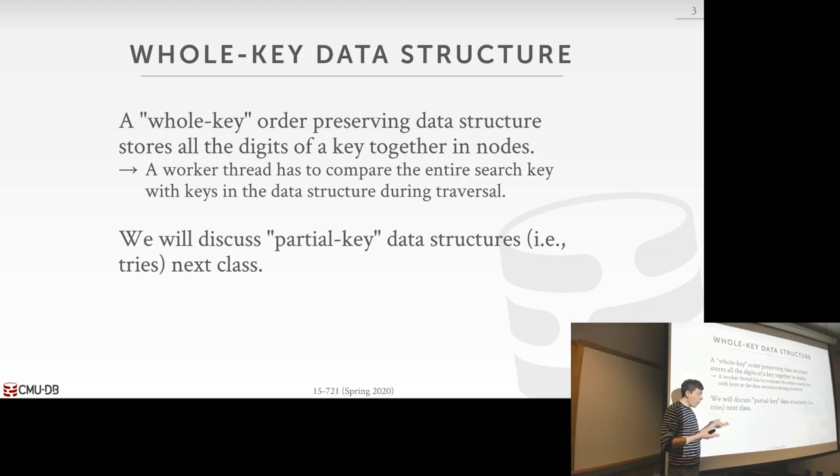And then on Wednesday's class, we'll talk about what are called partial key data structures, or tries, where you actually break up the digits of a key and store them separately inside the nodes of the data structure. So one way to think about this is, with the partial key approach, you may have to do less work to find whether something actually matches. You may have to store less data potentially as well to represent all the keys in your data structure. But you may still have to go out and look at the original tuple, the original record, to see what the original key was that you're doing a lookup on, because it may not all be contained in the tree. Whereas in the whole key approach, if key ABC exists in the tuple, key ABC will exist in the data structure.